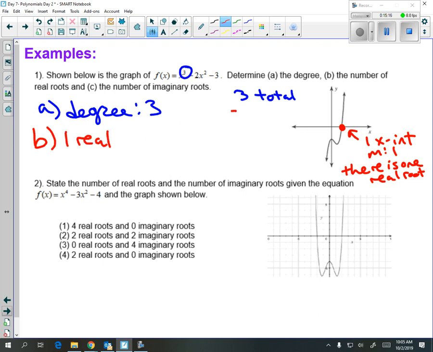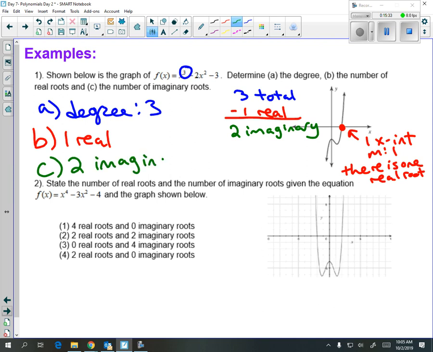Now, if you know there are 3 total and 1 is real, that must mean that there are 2 imaginary that you cannot see. Remember, imaginary roots always come in pairs. So if you wrote 1 imaginary, definitely wrong. Are we okay with this? Try the next one if you are.